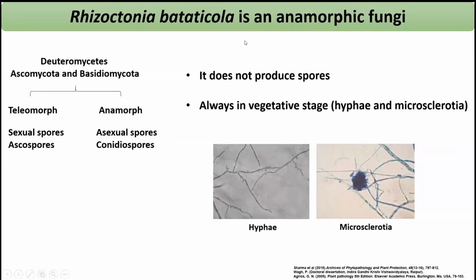Rhizoctonia bradicola does not produce any spore, and it is always present in the vegetative stage in the form of hyphae and microsclerotia.